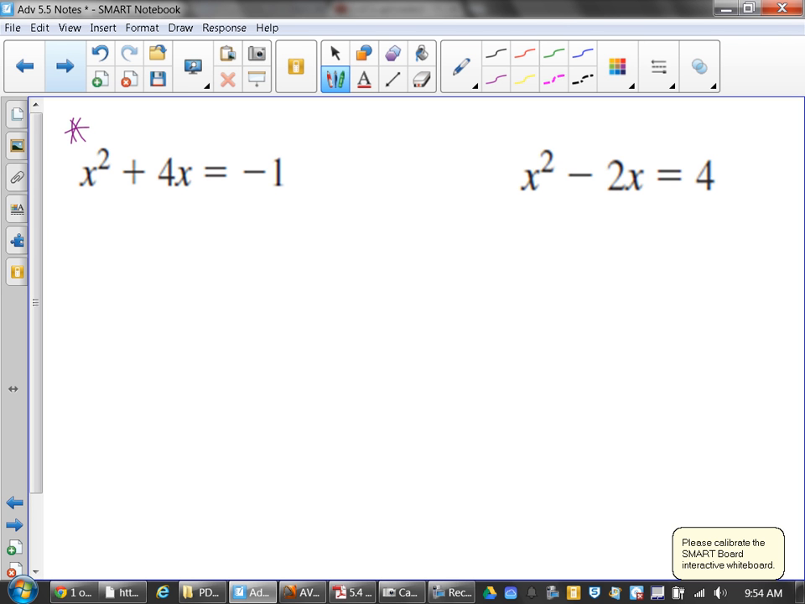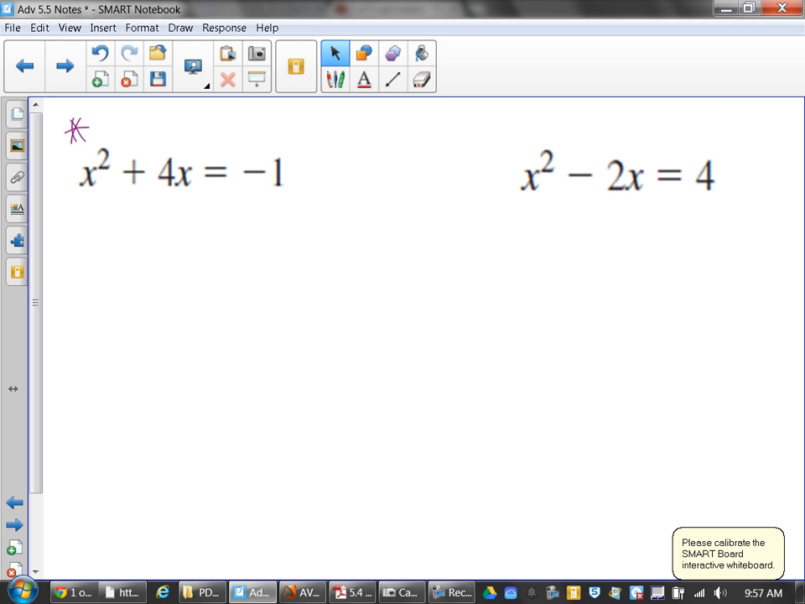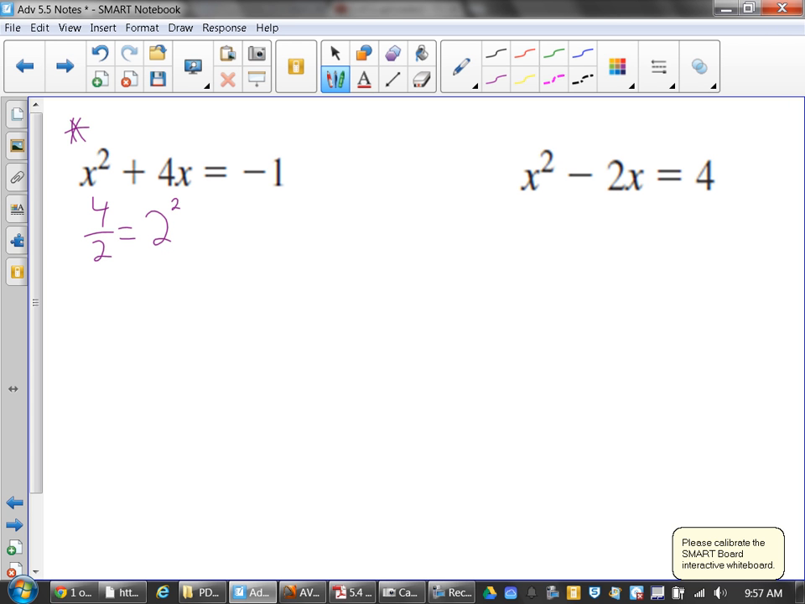Just do this one. Do the one on the left, please. Probably right. You're probably right. On this one over here, did you have to move anything? No. Yay! One less step. So half of b. What's half of 4? 2. What's 2 squared? 4. What are you going to add to both sides? 4.